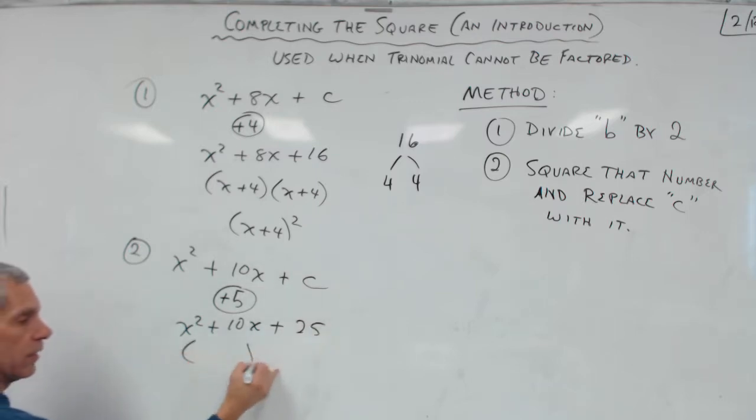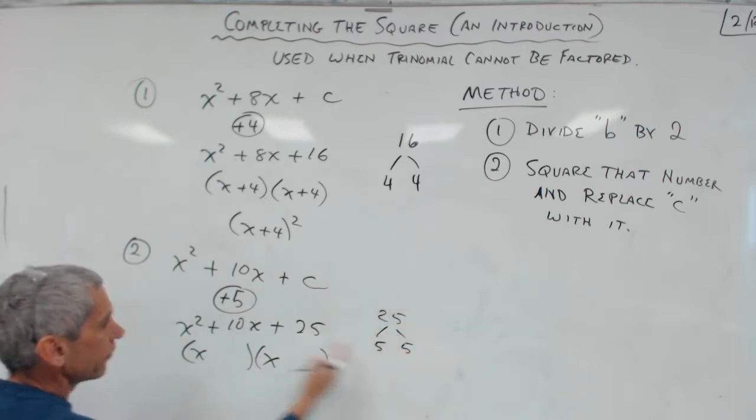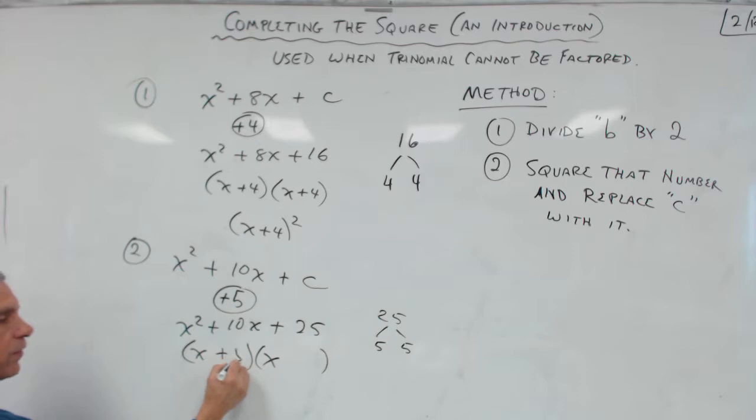Now we're going to factor it. Then it's x plus 5. 25 factors are 5 and 5, that gives you 10. x plus 5.